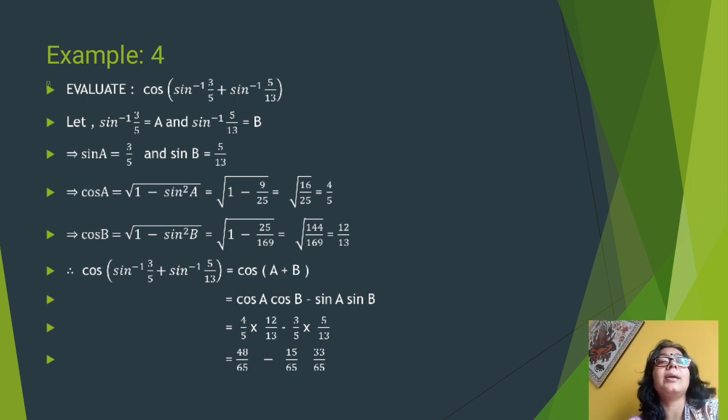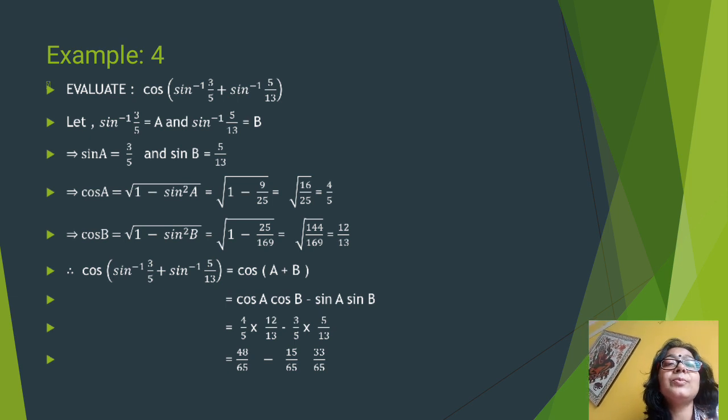So cos in bracket sin inverse 3 by 5 plus sin inverse 5 by 13, that is cos of a plus b, is equal to, we can write the formula of trigonometry, that is cos a cos b minus sin a sin b. Just put all the values, which are known to you now, cos a cos b minus sin a sin b. After calculation we will get 33 by 65 is the answer. I had done one mistake here, just before the last 33 by 65 there should be an equal to sign.